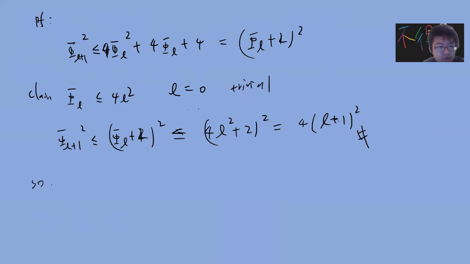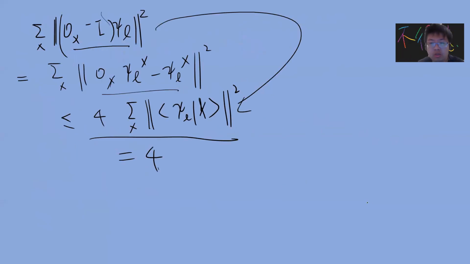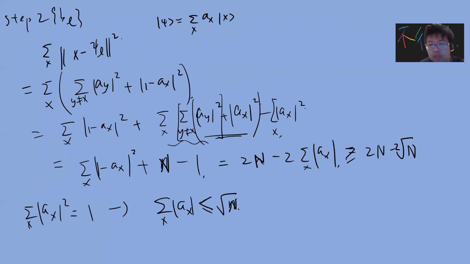So to finish, what we have proved is that phi L is greater or equal to big O of n, and phi L is less or equal to 4L squared. So we prove that L is greater than O of square root of n. This proves that Grover's algorithm is optimal.